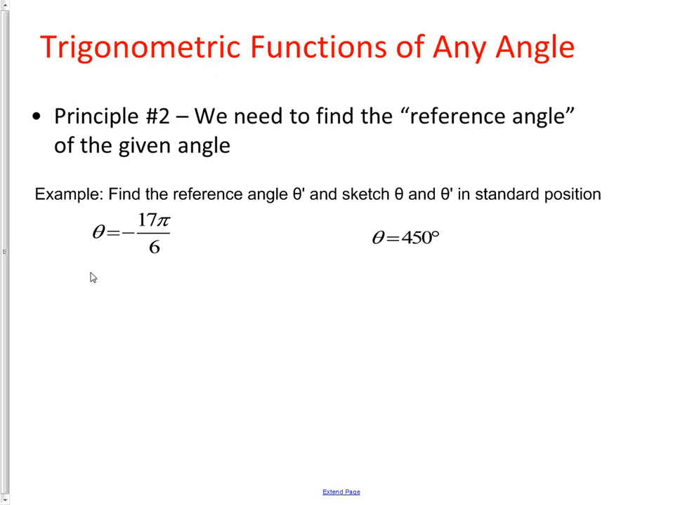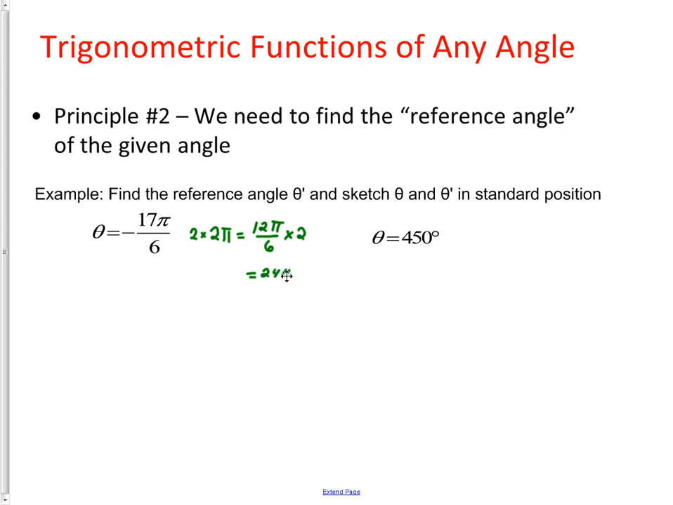Well, the first thing I always do is I find my coterminal angle between 0 and 2 pi. So let's think. 2 pi is exactly equal to 12 pi over 6. If we add 12 pi over 6 to negative 17 pi over 6, we're still going to get a negative angle. So what we need to do is use twice that. So we're going to multiply this by 2 to get 2 full rotations.